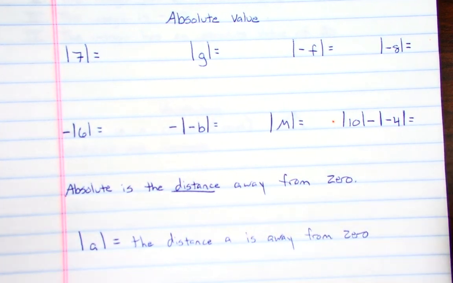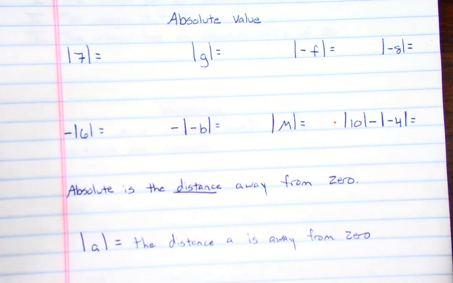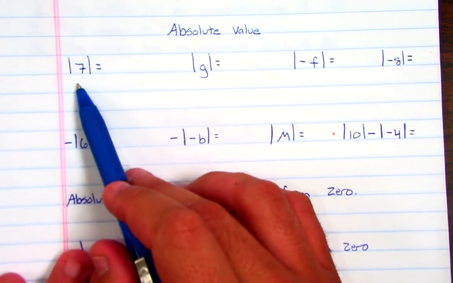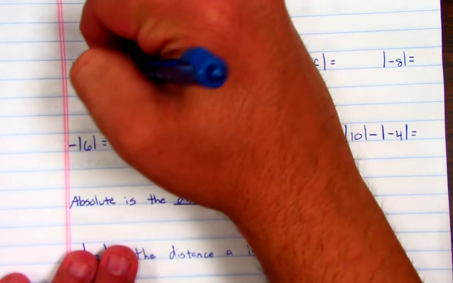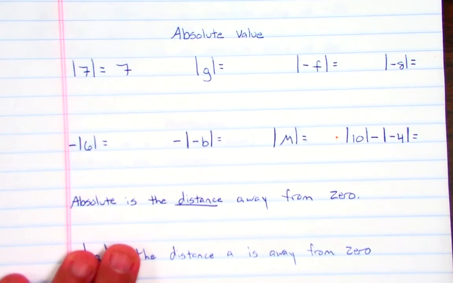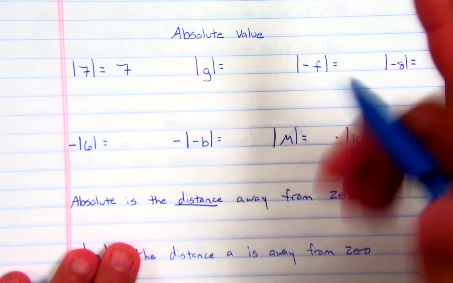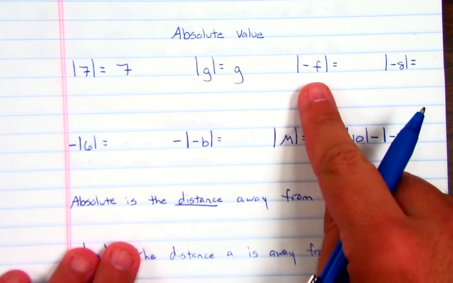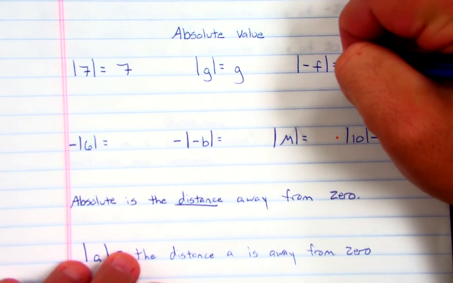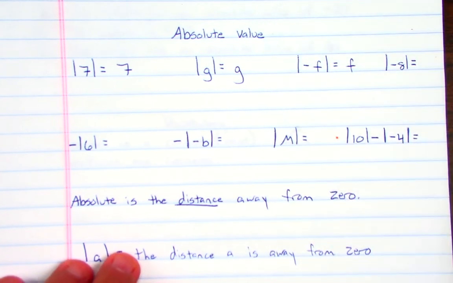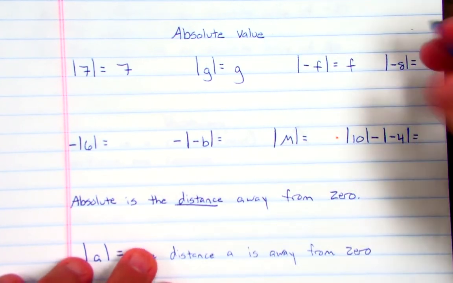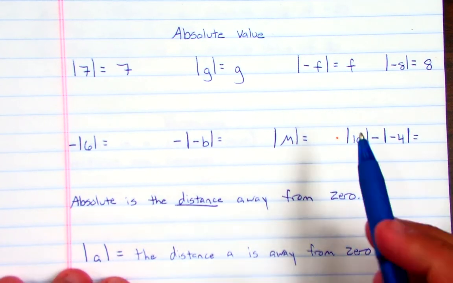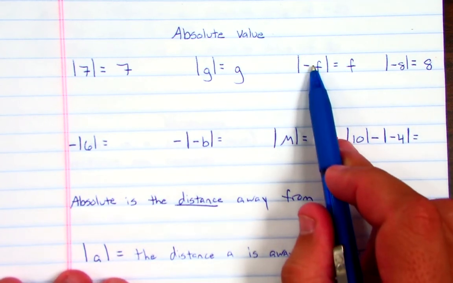Is distance ever going to be a negative thing? No. Distance is a positive thing. So let's look at this. The absolute value of 7 is just 7. The absolute value of the letter G is G. The absolute value of a negative F is just F. The absolute value of negative 8 is 8. Okay. Now, if you notice, the negative is inside the parentheses.